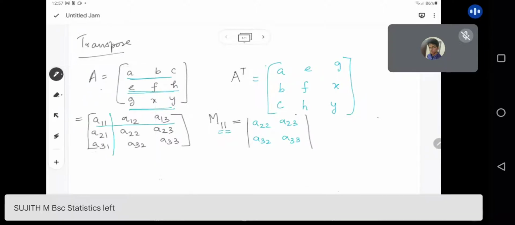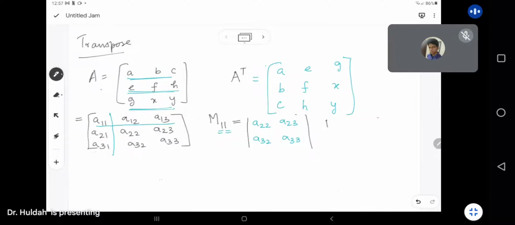Yes, ma'am. Yes or no, children? Yes, ma'am. Okay. Now I'll ask each one of you to tell me one. Now tell me the minor for M12. I want Anugraha to answer me. M12. So you should remove the first row and the second column. Tell the other elements.